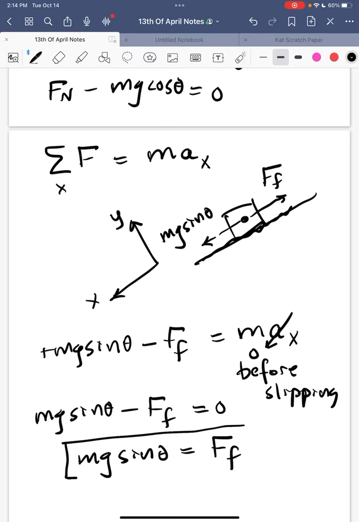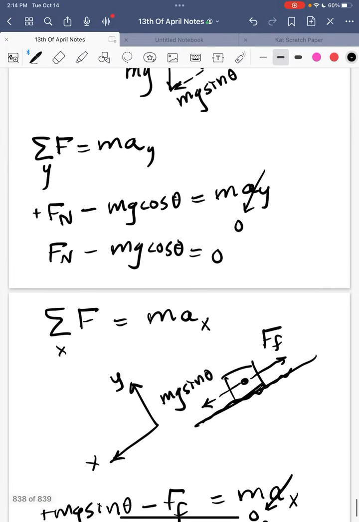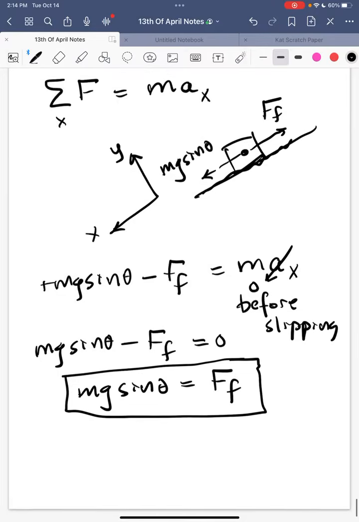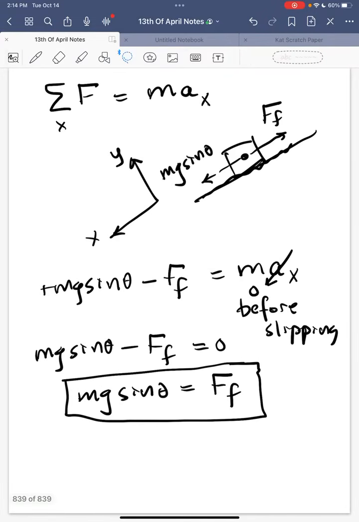So I've got this equation here for things operating in the x direction, and I've got this equation here for things operating in the y direction. So all is well and good. And again, remember that this is the condition right before it slips.